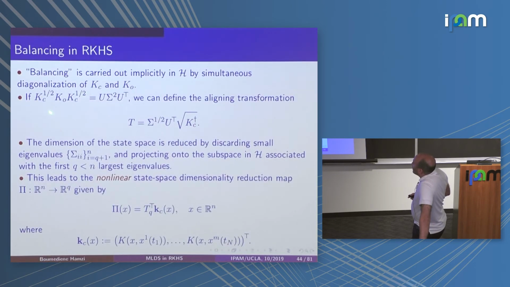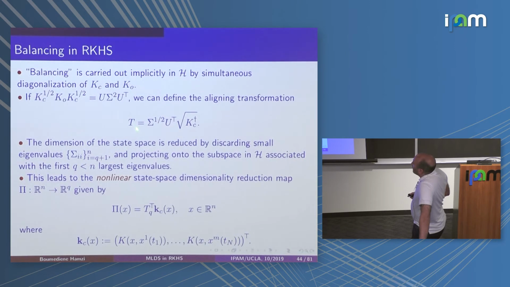So what happens there is that we construct the controllability Gramian, the empirical controllability kernel in the RKHS, and the same for the observability. So these would be two very large matrices. We perform the SVD for this object here, and then we use the aligning transformation, using the expression in the linear case to get the T.